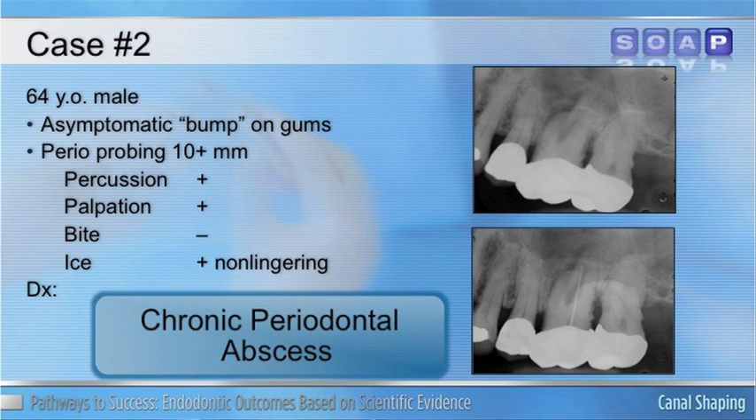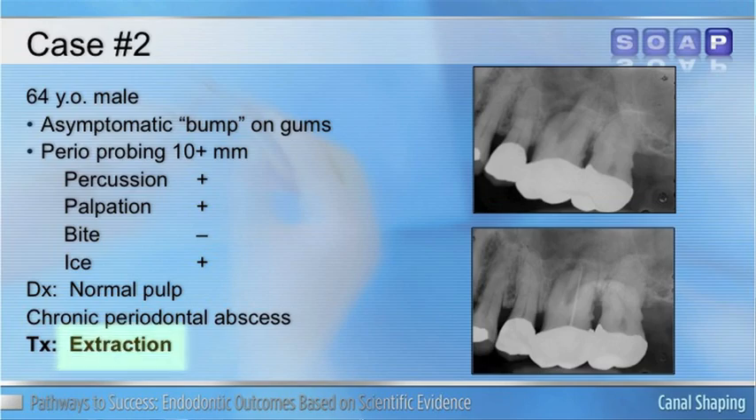Chronic periodontal abscess. We have to stage our diagnosis just like treatment. That's how we better serve our patients. And unfortunately, there was only one way this thing was going to go, and it was extraction.